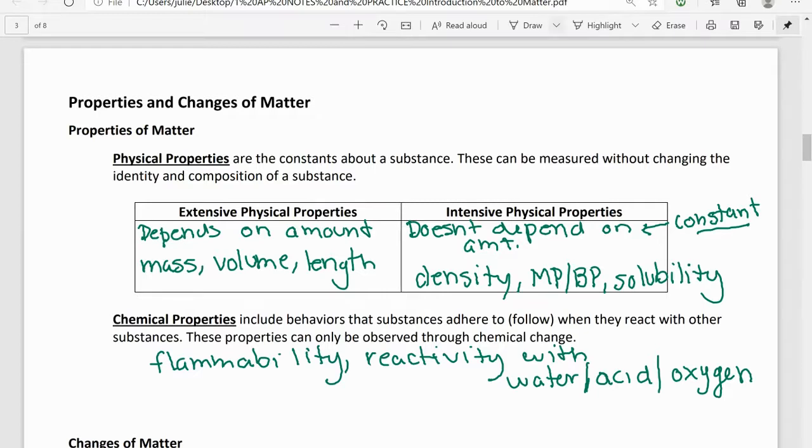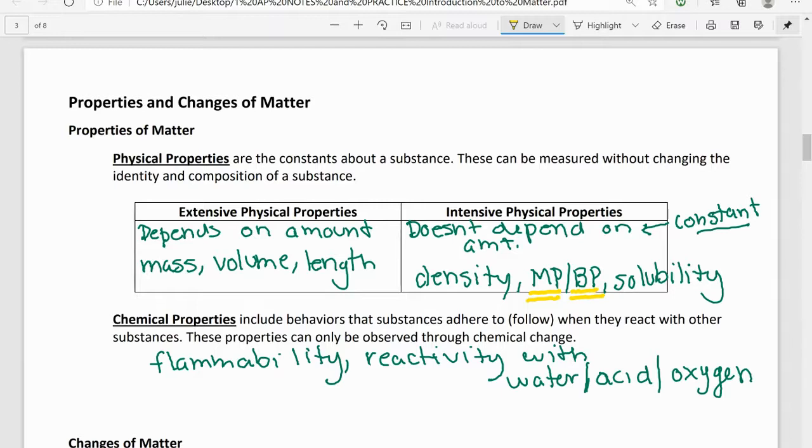The ones that we usually focus in on are those intensive physical properties. This doesn't depend on the amount. It's going to be constant no matter how much of it we have, and it helps us to identify what we have. So density, melting point, boiling point, solubility. And if you were listening, you heard me just say MP is how I usually abbreviate melting point, and BP is how I usually abbreviate boiling point. So you're going to see that a lot. So those are important intensive properties along with a whole group of other ones.